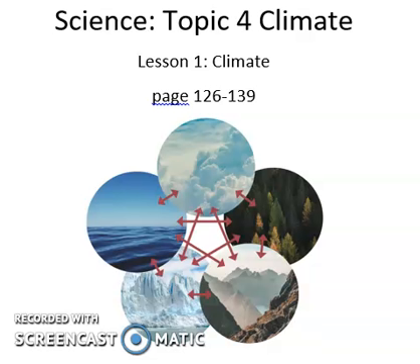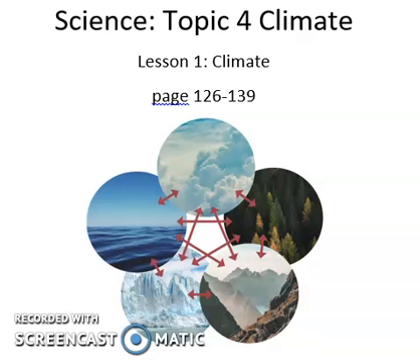Identify, how does the sun affect climate? Again, we're going to use the words in the question and put them in our answer. The sun affects climates by different amounts of sunlight hitting different parts of Earth. That causes Earth to heat unevenly.